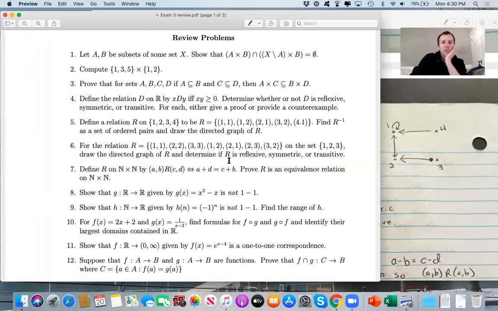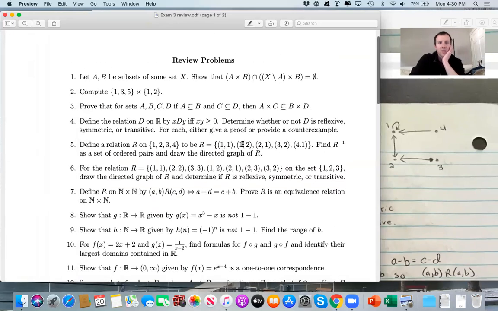Yeah, okay. So if we look at this relation and this picture here, (1, 1) gives us the loop, (1, 2) and (2, 1), so these points are related in both directions. So we have this double arrow. (3, 2) says go from 3 to 2. (4, 1), that should be a comma, not a dot, goes from 4 to 1. So that's where this picture comes from.